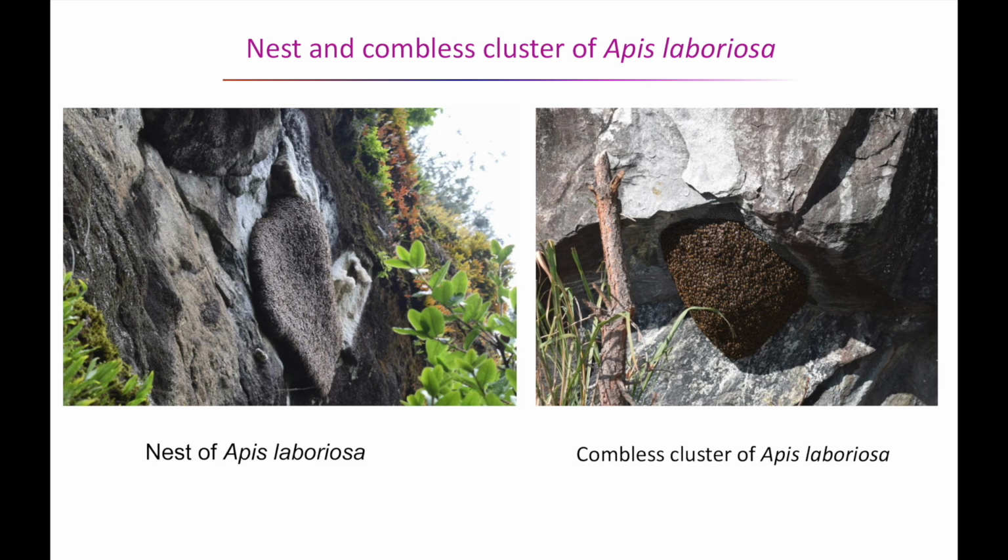Those nests at lower altitudes could be occupied throughout the year, but nest sites at higher altitudes are occupied only during summer. With dropping temperatures during winter, the colonies migrate to the forest near the ground, where they spend the winter as combless clusters. Those that nest below 200 meters are reported not to migrate.